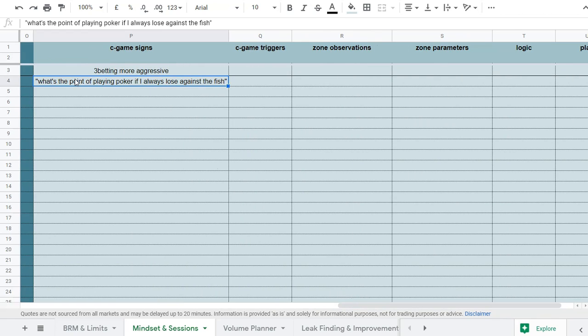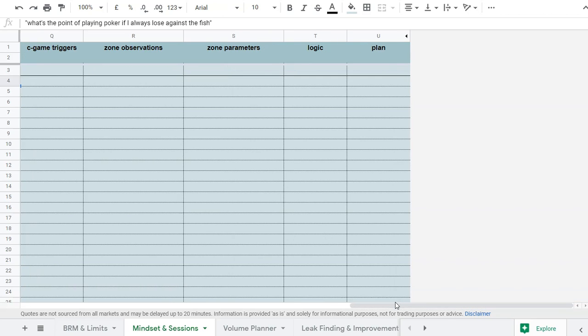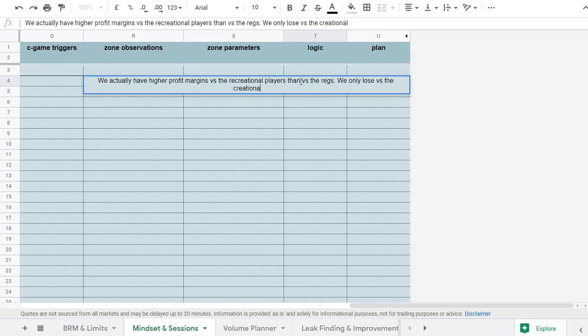So if we take that second sign, this thought process, what's the point of playing poker if I always lose against the fish? Well, in reality, we probably don't always lose against the fish. We need to remind ourselves that. Let's write here in the logic field, we actually have higher profit margins versus the recreational players than versus the regs. We only lose versus the recreational players over the short term.